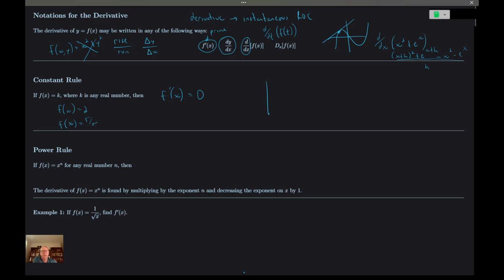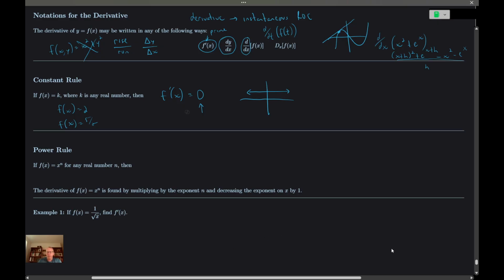Now, why is that? Because if you have a constant function, f of x equals 2, that is a horizontal line. What is the slope of a horizontal line? The slope is 0, no matter where you are. So the derivative is 0.